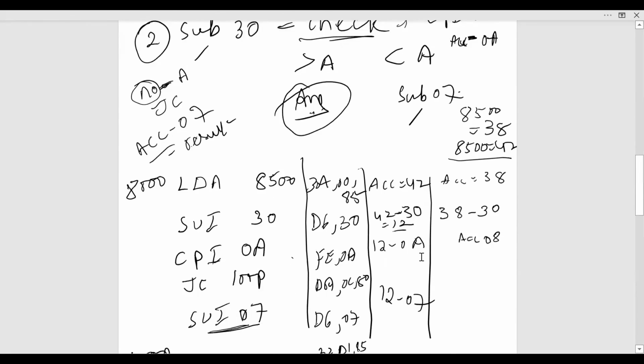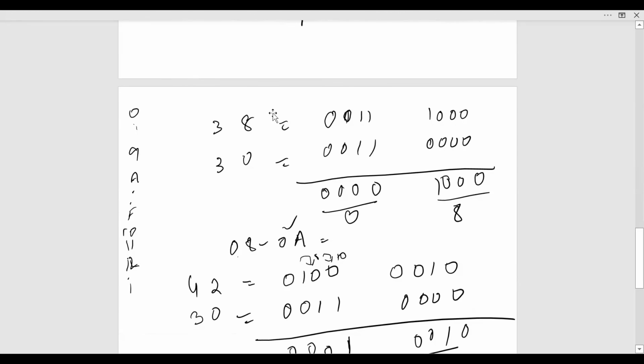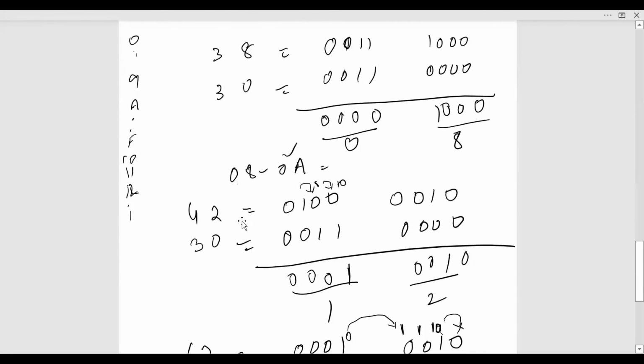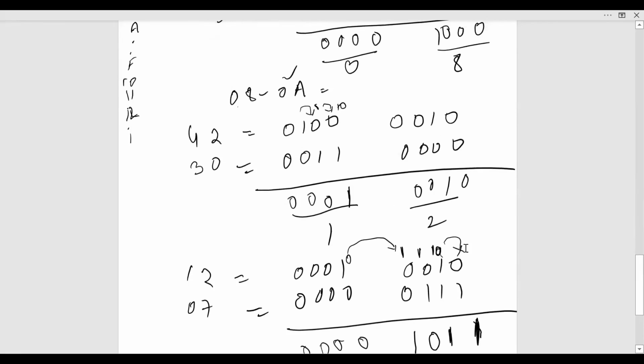So I have explained this by taking two examples. One is 38, which is the ASCII value of 8, and 42, which is the ASCII value of 0B. I hope you all understood.